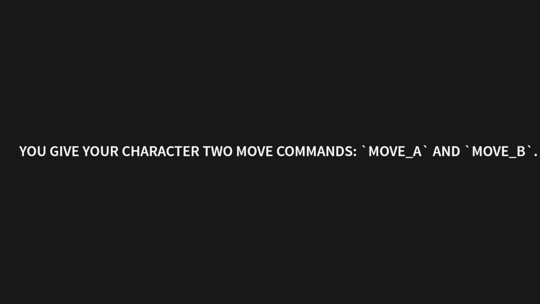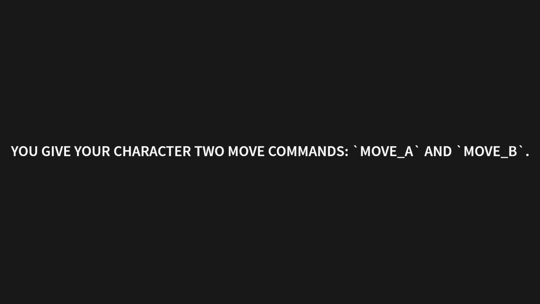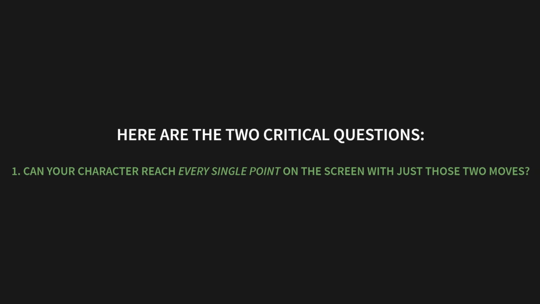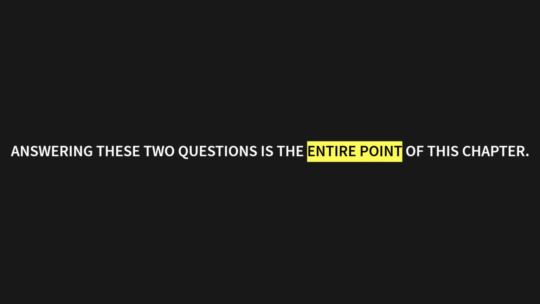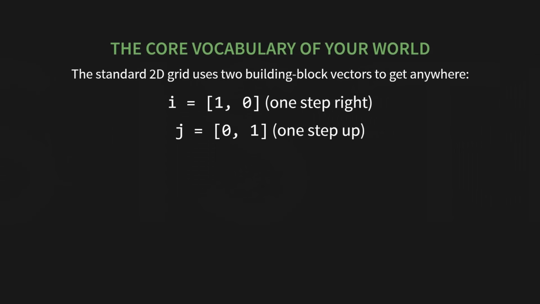Forget coffee. You're programming a 2D video game character. You give your character 2 move commands, move A and move B. Here are the 2 critical questions. First, can your character reach every single point on the screen with just those 2 moves? And second, are both moves actually necessary, or is one of them redundant? Answering these 2 questions is the entire point of this chapter. Let's build the core vocabulary of your world.